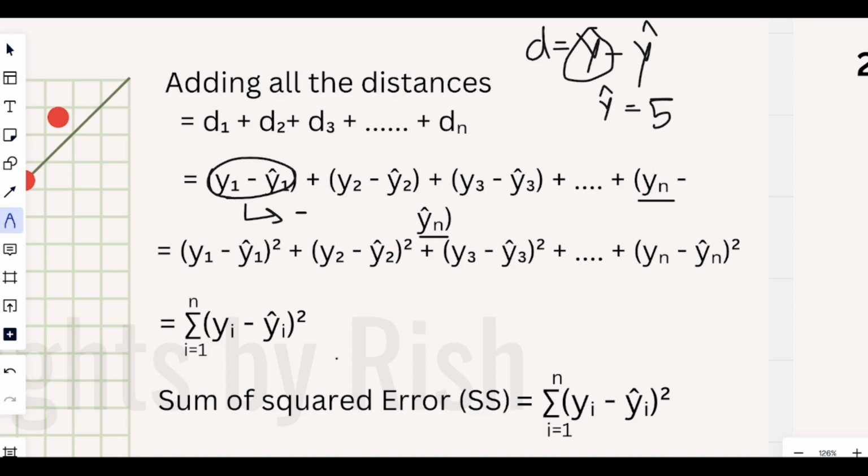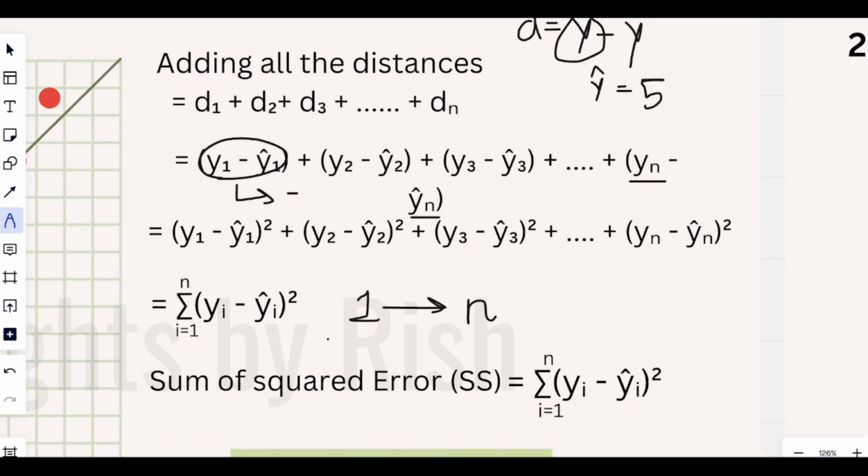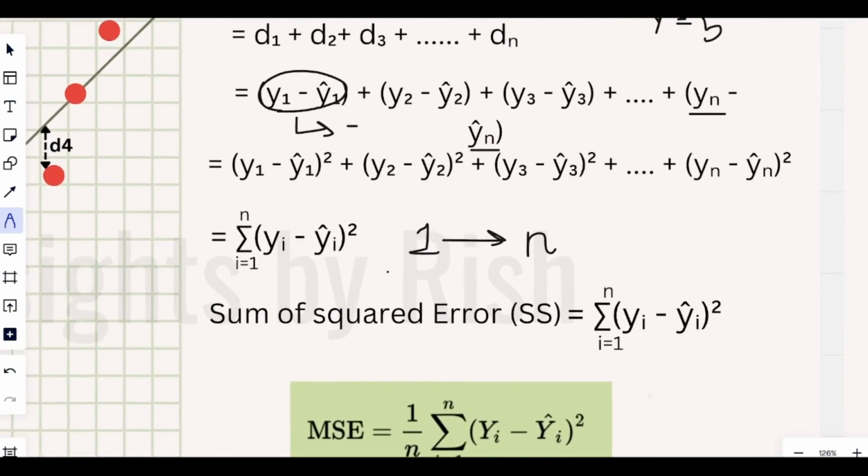So summation of i equal to 1 up to n, (yi minus yi hat) squared, where i can start from 1 up to n. This is a generalized form, and this generalized equation is called the sum of squared errors.